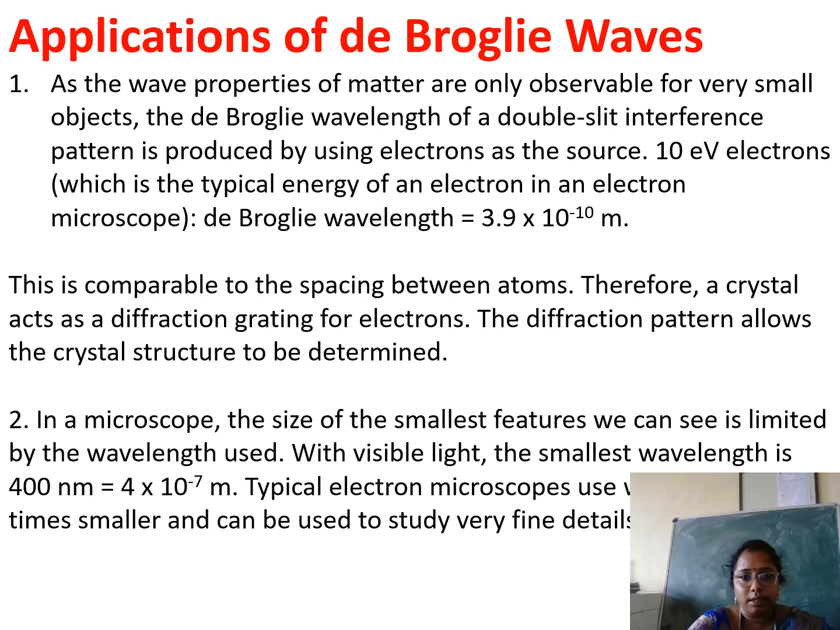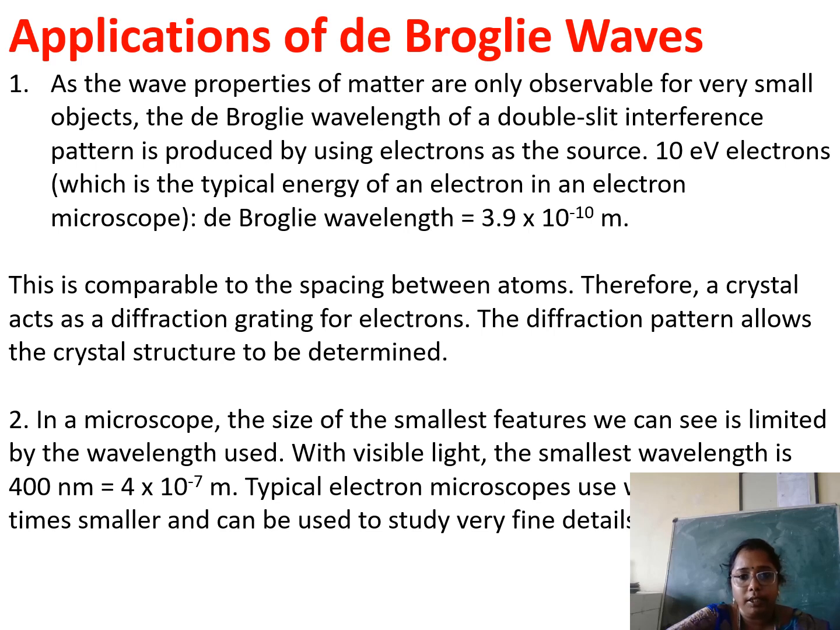The wave properties of matter are only observed for very small objects. As I told you previously, quantum mechanics successfully explains only microscopic particles, so it is applicable only to very small objects. That's why a double slit interference pattern is produced by using electrons as a source, for example 10 electron volt electrons. If you substitute that value in the de Broglie wavelength lambda is equal to h by mv, then we get the wavelength as 3.9 x 10⁻¹⁰ meters.